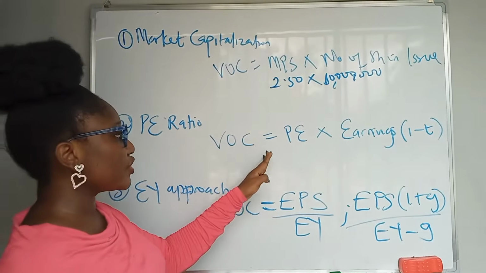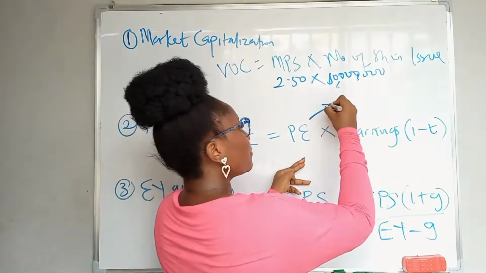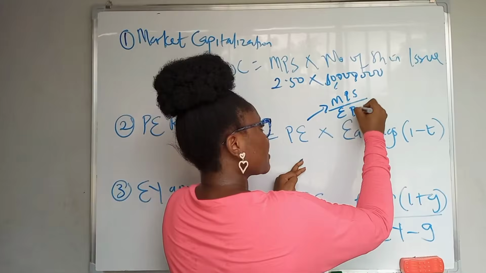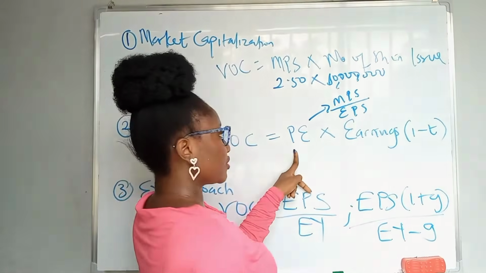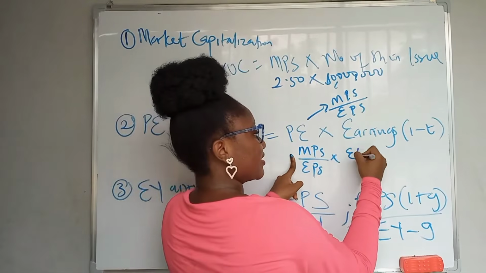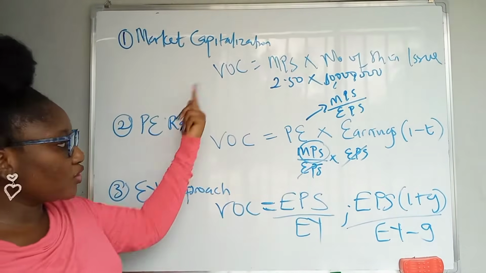Then the PE ratio is saying take the PE ratio. You know what PE ratio is normally? If you remember your accounting ratios, PE ratio is price per earning, market price per share over the earnings per share. That's what your PE ratio is, right? So when you have MPS over EPS multiplied by earnings, can you say it leaves you with market price per share, the value of a company.